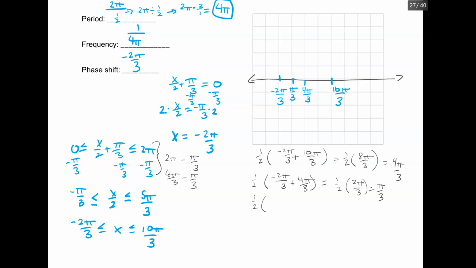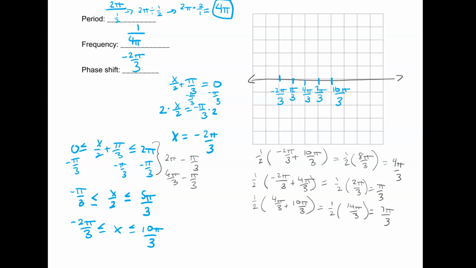And then lastly, I want halfway between the 4 pi over 3 and 10 pi over 3. So it's just half of 14 pi over 3. So that's going to be 7 pi over 3. All right, do we have questions over how I did this one? I'm just figuring out the spacing.